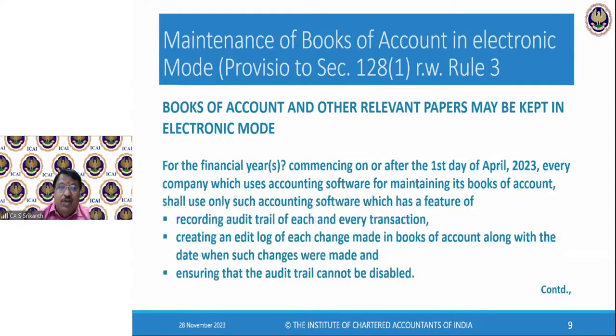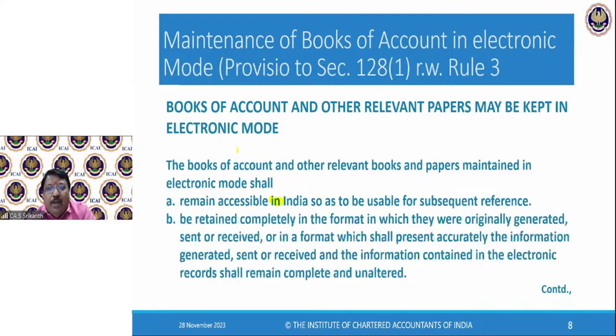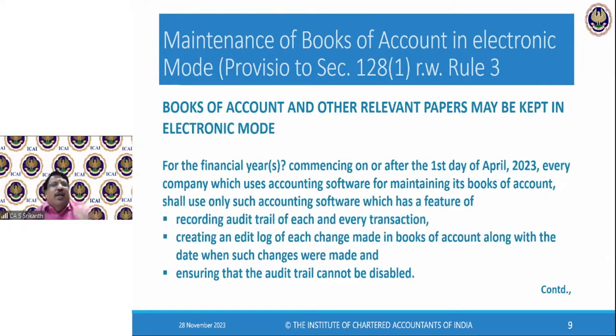One more thing they are going to tell you here. For the financial years commencing on or after the first day of April 2023, earlier it was 22, now they made it 23, from current year onwards, every company which uses accounting software for maintaining its books of account shall use only such accounting software which has a feature of recording audit trail. That's why I built a big background story here, so that once you come here, you'll understand what they are trying to say.